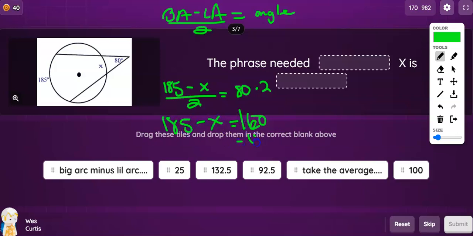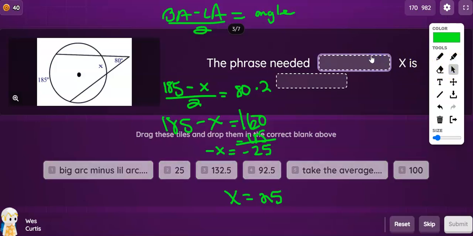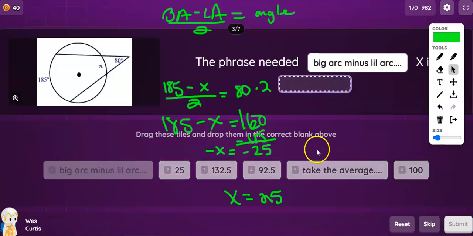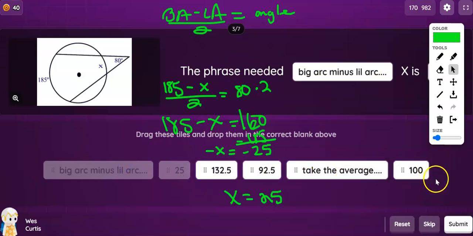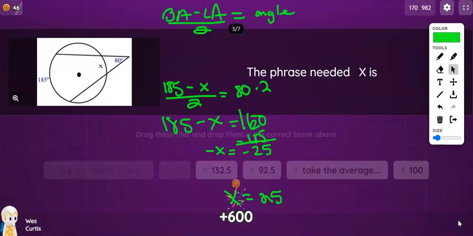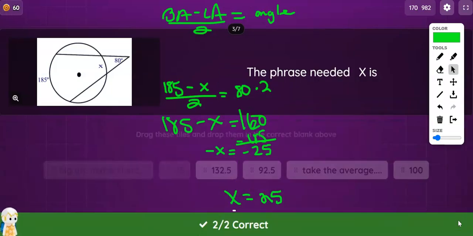I'm going to subtract 185, which for a moment doesn't look good because I'm at negative 25, but my x is also negative. The negatives cancel. You can divide both sides by negative 1 if you want to. X is positive 25. There wasn't anything to plug in on here, so I just left the question at that. So again, it was big arc minus little arc, and we found x to be 25, and it's definitely a small arc. Might be a little bigger than 25, but.